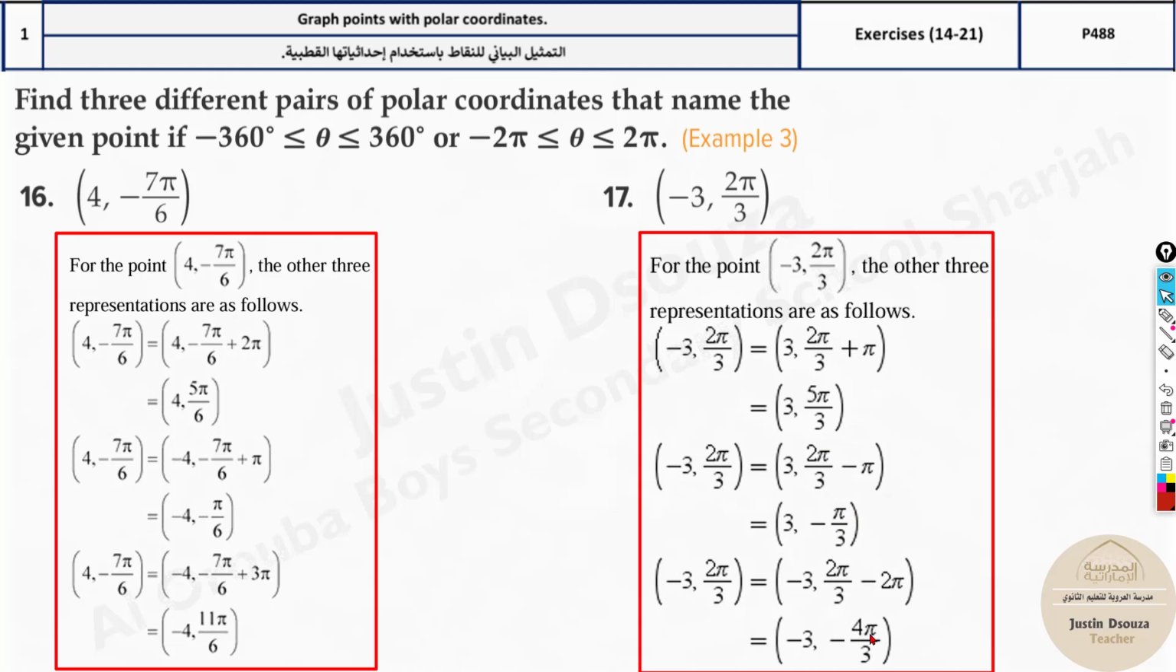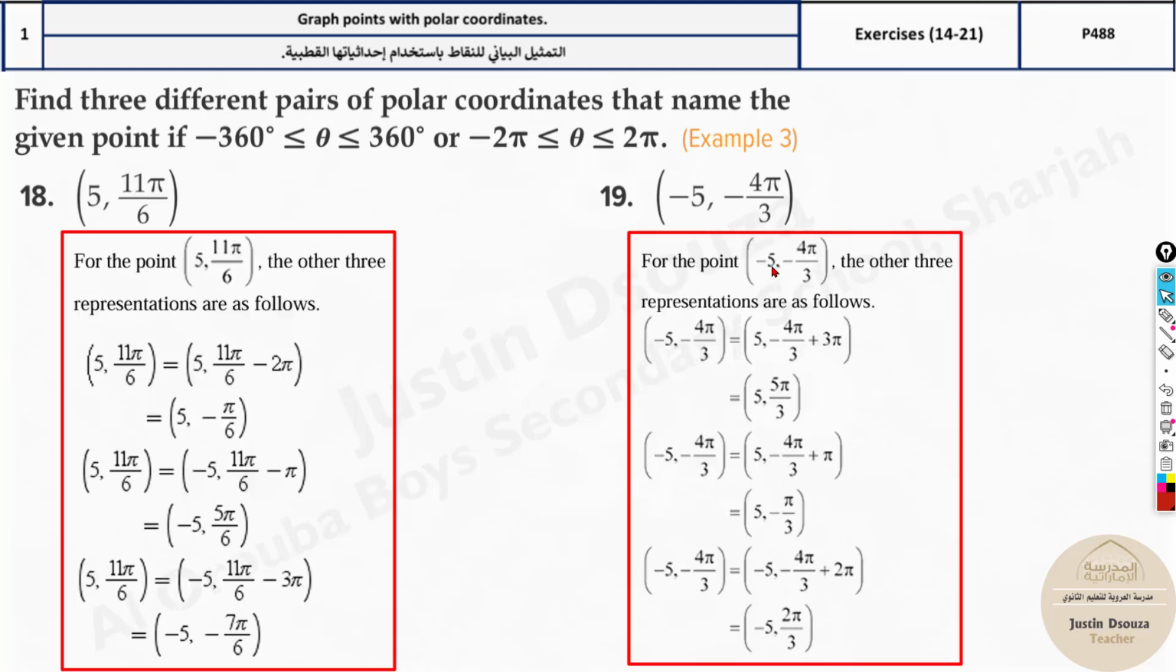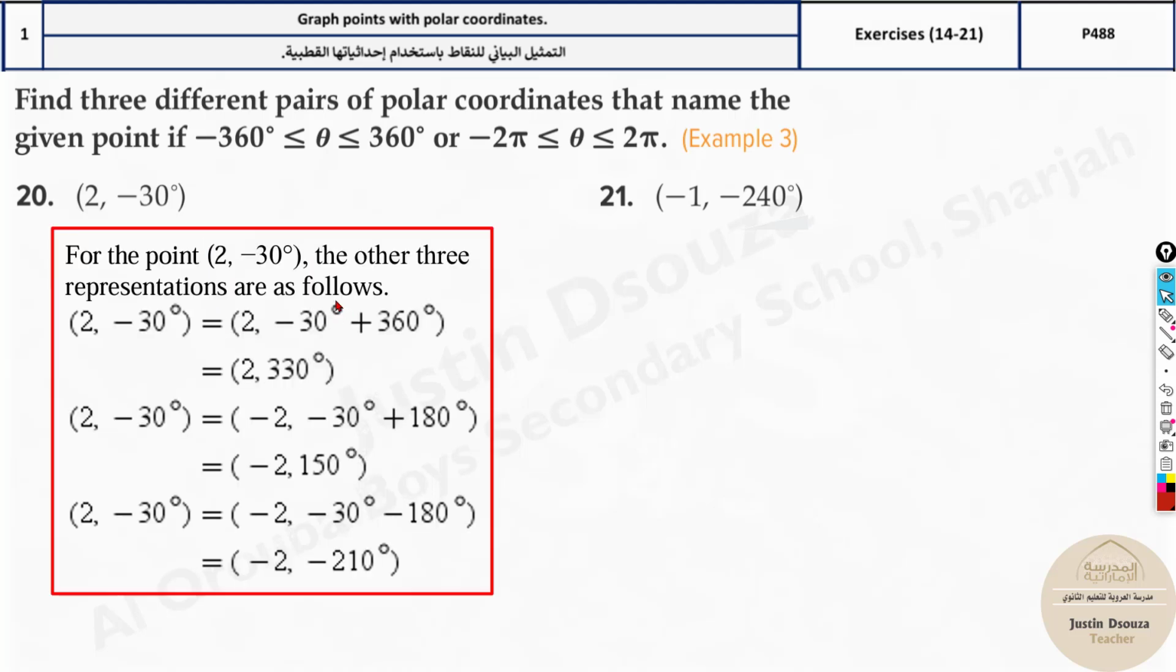Over here the answers are given, so check for the answers. Now if it's in radian, I personally like to convert to degrees, solve it, and convert it back to radian, that's fine. If it's in degrees, it's simple. Over here, don't subtract by 360, add 360, you get 330. And what about 180? Add 180 or subtract 180, you'll directly get the answer. There's no problem with this one.